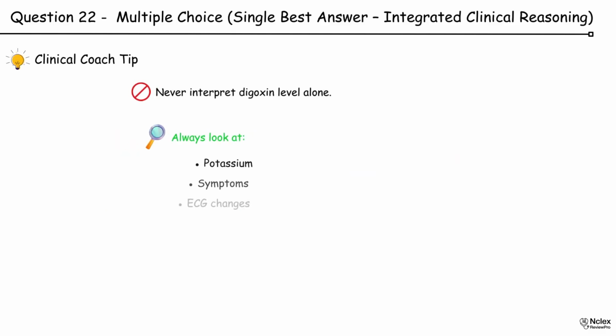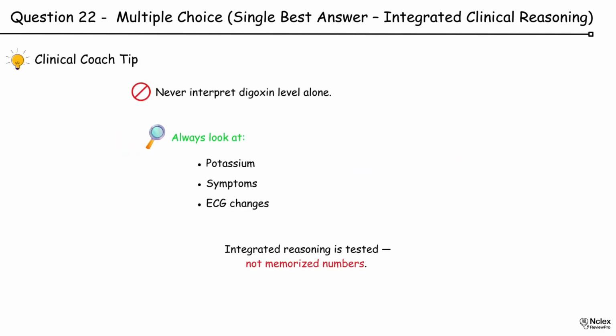Now here's the clinical coaching point. Never interpret a digoxin level in isolation. Always look at potassium, symptoms, and the electrocardiogram. NCLEX is not testing whether you memorized one number. It is testing whether you recognize the toxicity pattern early and act safely. That is how NCLEX expects you to approach digoxin questions. All right, let's move on to the next question.